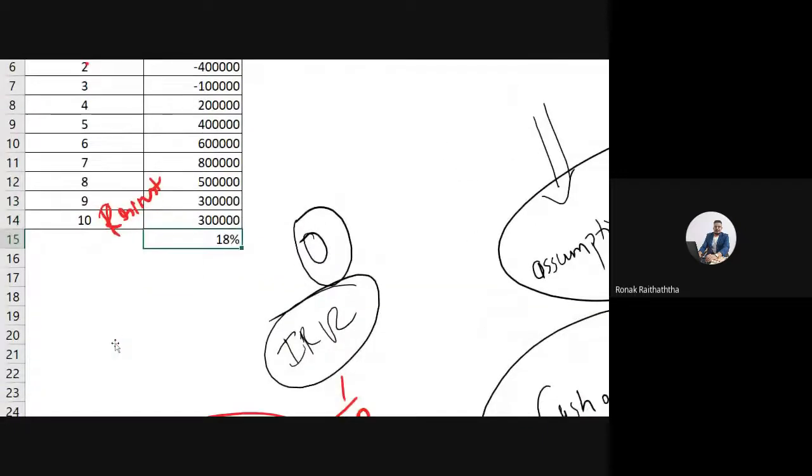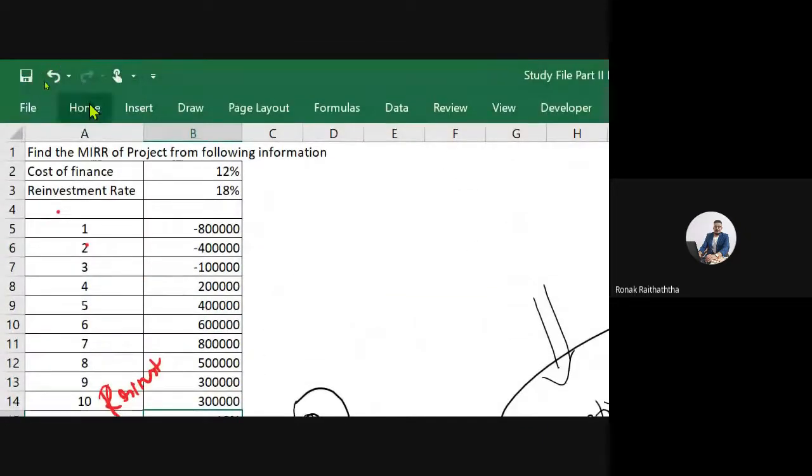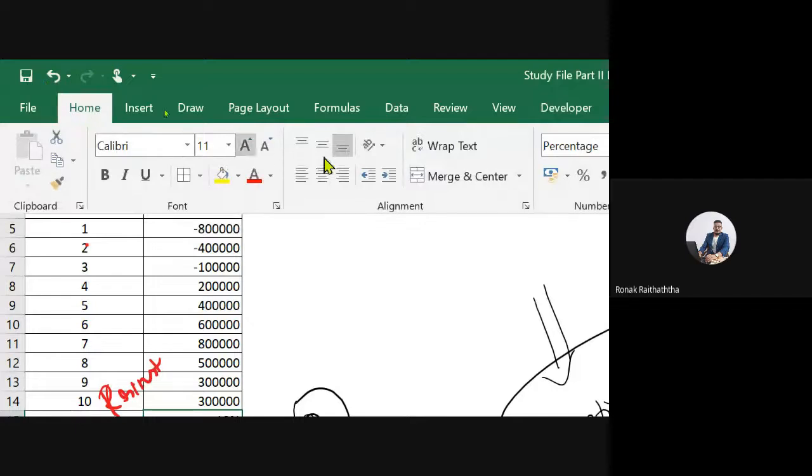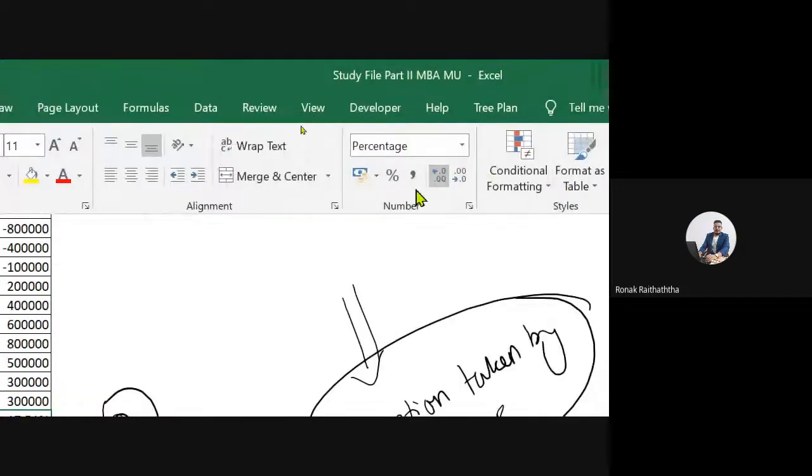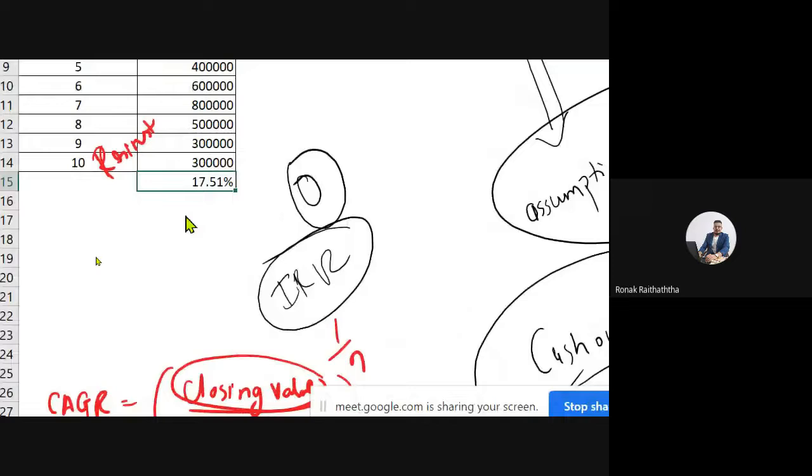How much have you got? Somewhere around 18. Let me just increase the decimals a bit. So that is 17.51%. It's as simple as that.